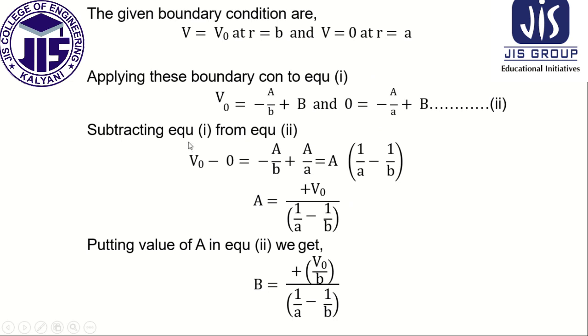To get this, we have to subtract these two equations. V0 minus 0 equals minus A by b plus A by a, which equals A into (1 by a minus 1 by b). This is simply mathematics. Now if we put this value over here, we can get the value of the constant B. So these are the constants A and B.